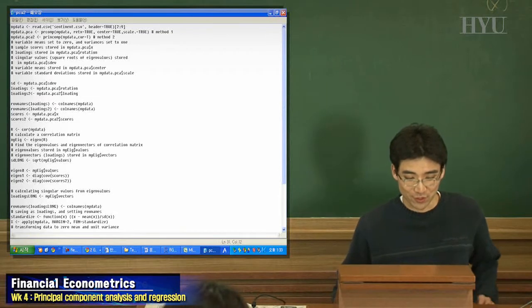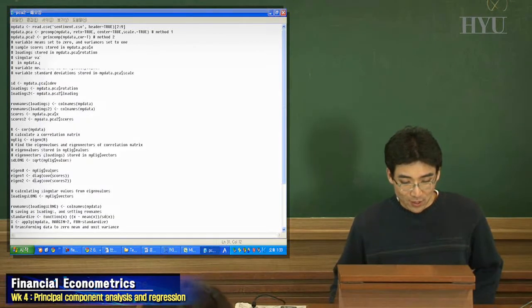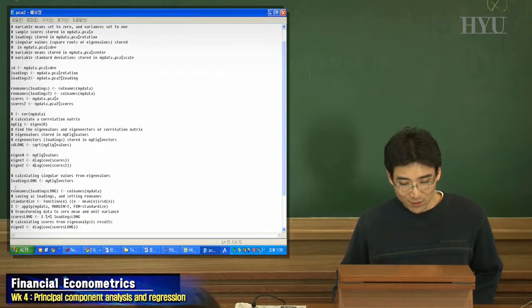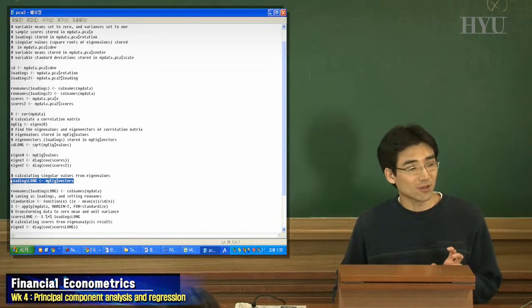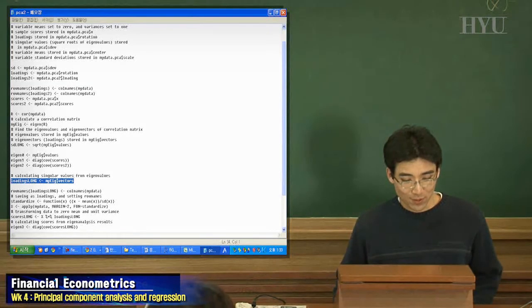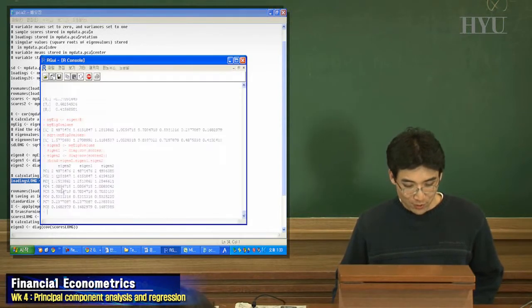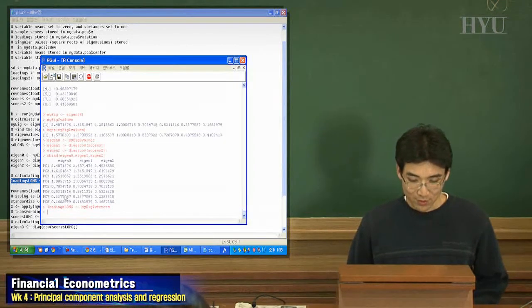Slightly different from each other. And then I can calculate single values from eigenvectors. So the eigenvectors are factor loadings, right? So I can compare factor loadings of each other. So this loadings long is basically, yes.